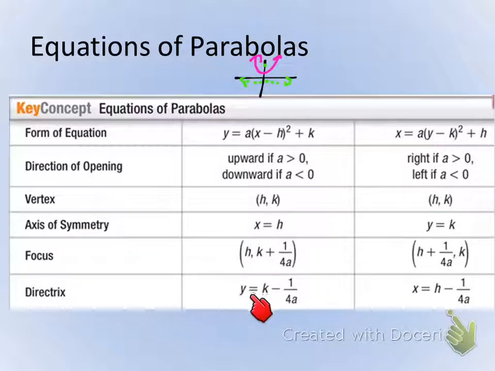Now the directrix is going to be the line y equals. It's going to be y equals because it's a horizontal line. See that? And then this is the same setup of formula as for the focus, but instead of a plus, you move it down, so it's a minus. The only difference between the two is that for the focus you add it because it's above the vertex, and for the directrix you subtract it because it's below the vertex.